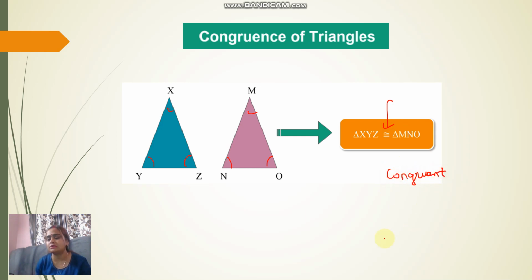If two triangles are congruent, we can represent it like this: triangle XYZ is congruent to MNO. If XYZ is congruent to MNO, it means the corresponding sides and the corresponding angles of both triangles are the same. So that is all about the congruency of triangles. There are four or five criteria which define how triangles are congruent. We will talk about them in the next video.